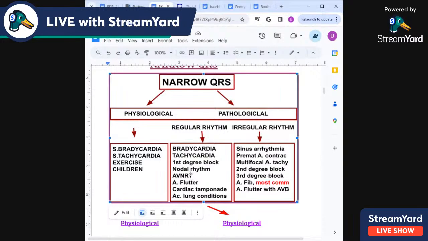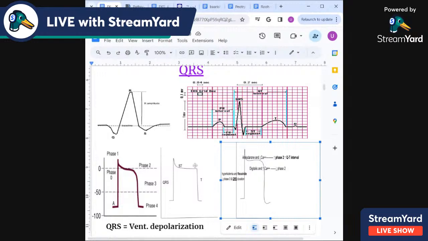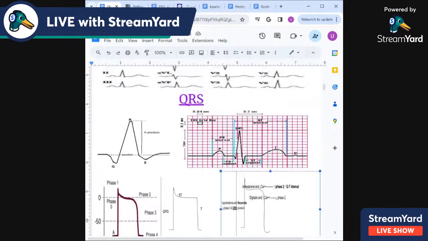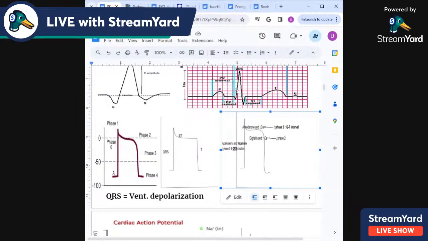Before we proceed to discuss this, let's discuss some basics. QRS duration normally is 0.12 seconds, and it corresponds to phase zero of the action potential. In phase zero, there is rapid sodium entry into the cell. So that is QRS, or depolarization, which is 0.12 seconds, whereas the ST segment is the repolarization, and that is about 0.35 seconds.